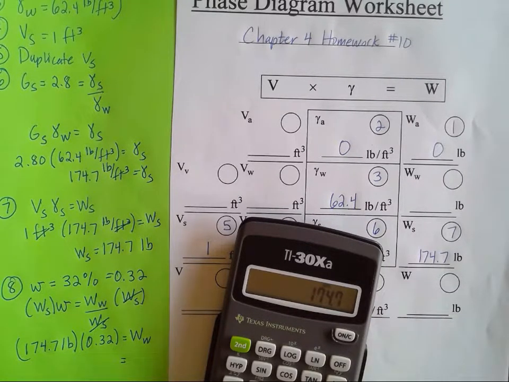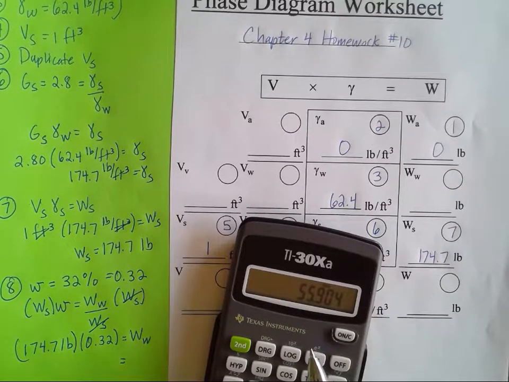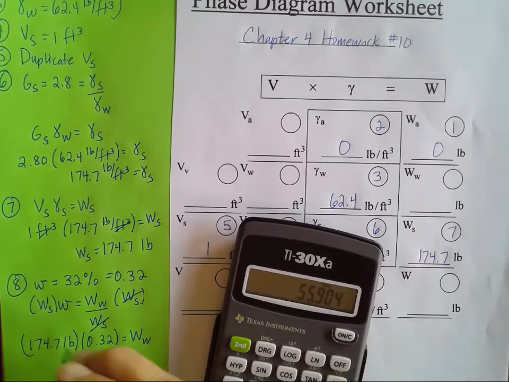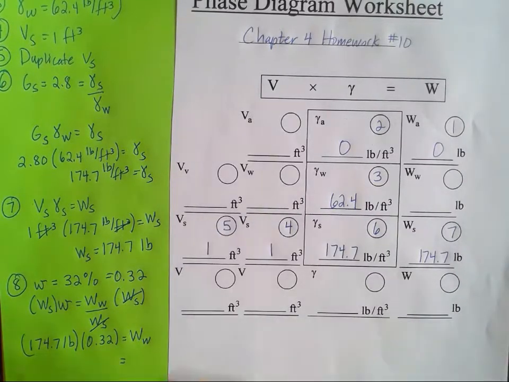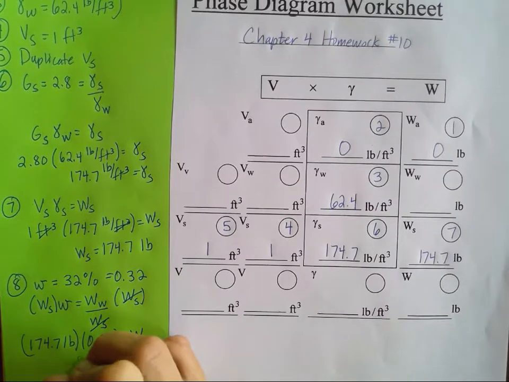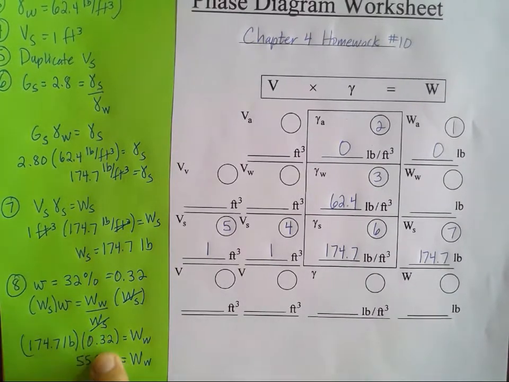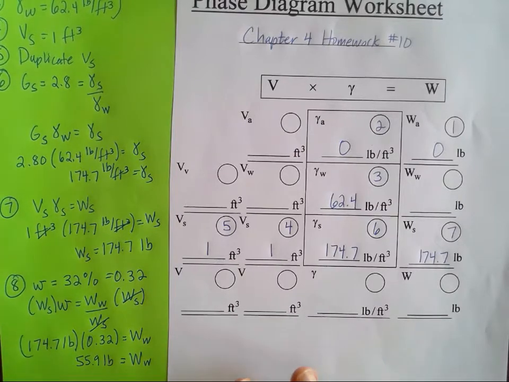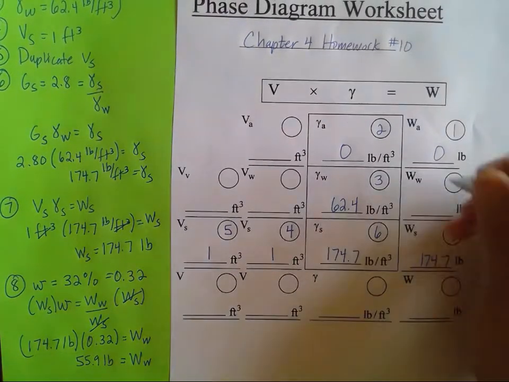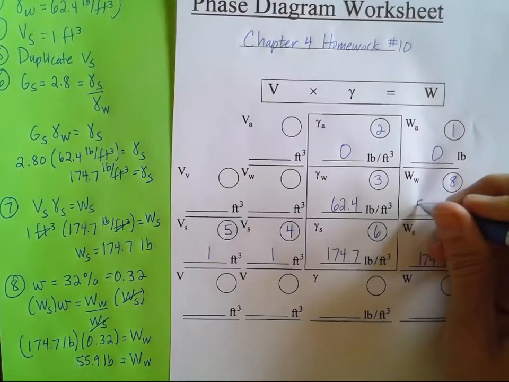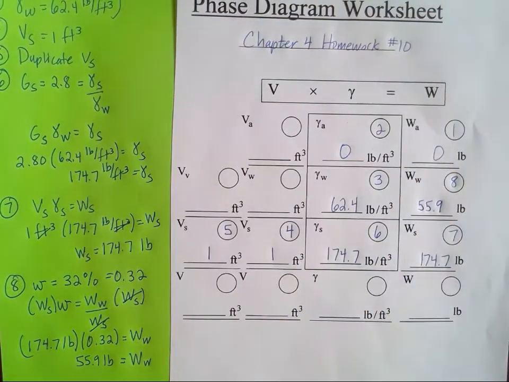174.7 times 0.32, so 32% of those solids are going to be water, and so that's equal to 55.9 for my weight of the water. So I'll put that here, 55.9, and that's just in pounds because that water content doesn't have any units. And I'm going to put that over here, that's number 8, is 55.9.